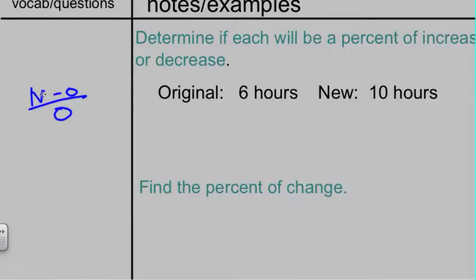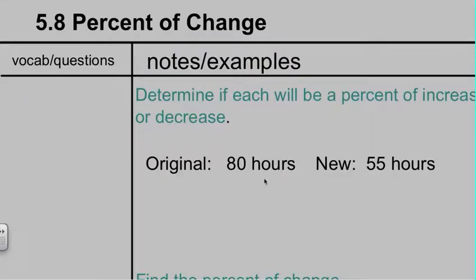Take your new price minus your original and divide it by your original. So 10 minus 6 divided by 6. 10 minus 6 is 4. 4 divided by 6 is going to give me roughly 66%. That's about 2/3, 66% here. Increase or decrease? Well, that's why we did it this way. 6 up to 10 would be a positive increase. That's it. Nothing else to it.